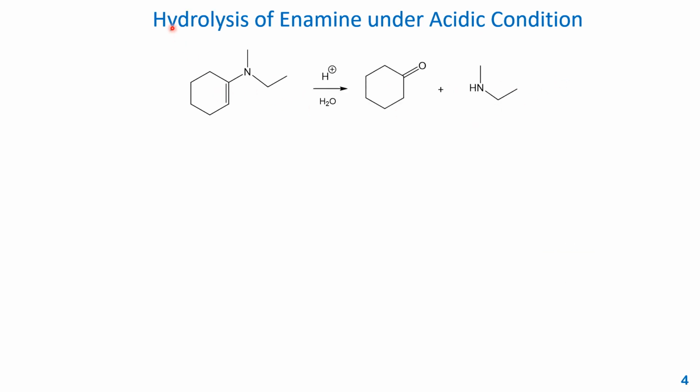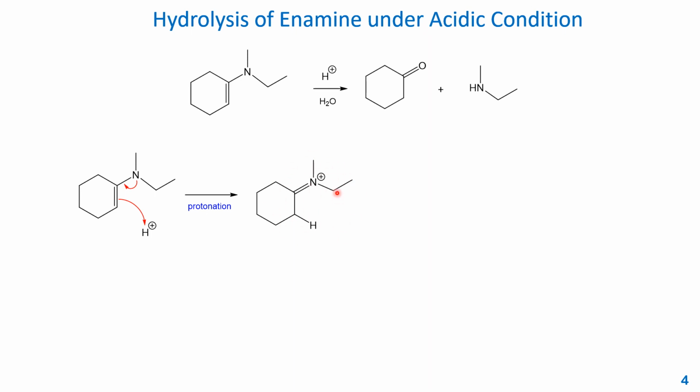Now look at the hydrolysis of the enamine under acidic condition. You need acid and water, and then the products will be the carbonyl compound and the secondary amine. Look at the first step. It's again protonation, actually. But this time the protonation is not directly from the nitrogen attacking the proton. Actually the lone pair of nitrogen pushes back to form a double bond here, and then the pi electron of this double bond will attack this proton. So it will form a positively charged intermediate.